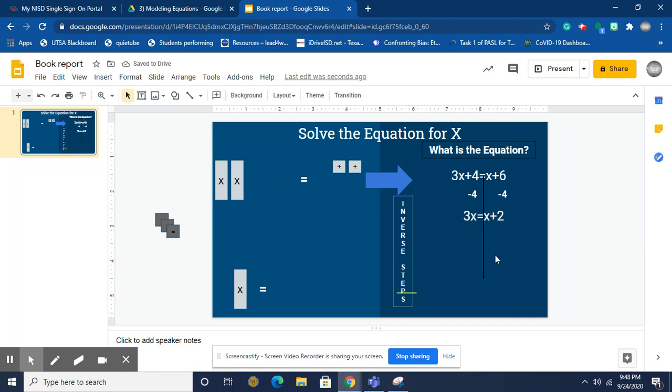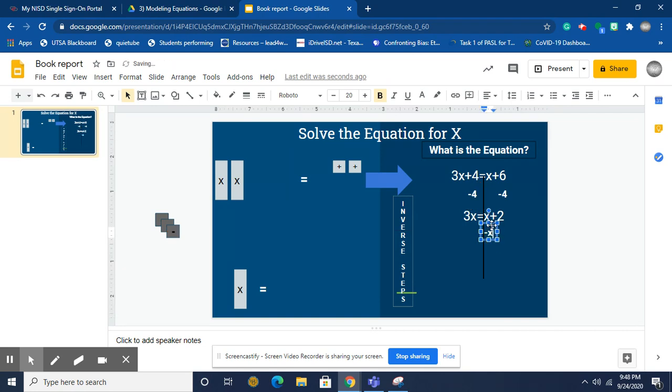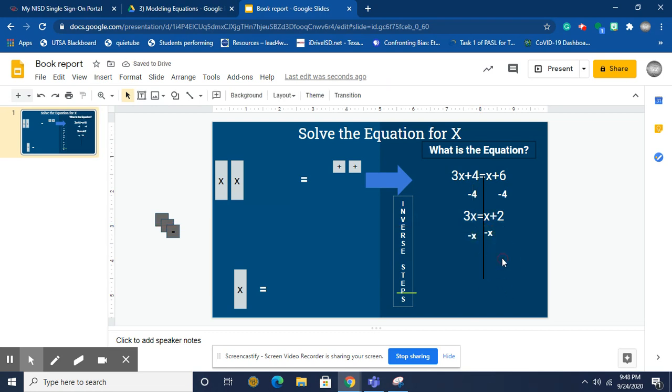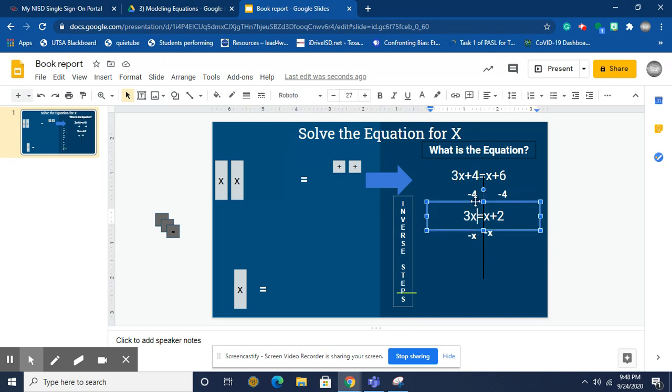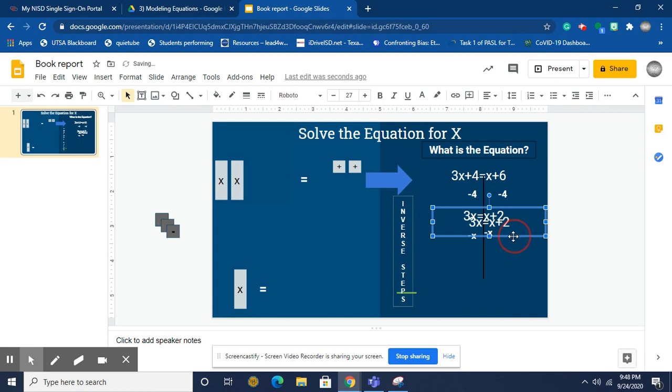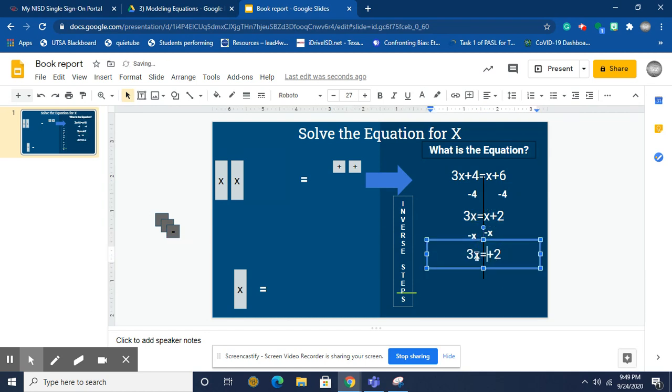So let's look at what we did algebraically over here. I added a negative x, which is the same thing as subtracting an x. Whatever I do to one side, I have to do to the other. So 3x minus x is going to give me 2x, and x minus x is going to cancel out. So what do I have left? This is gone. So I have 2 positives and 2 x's.